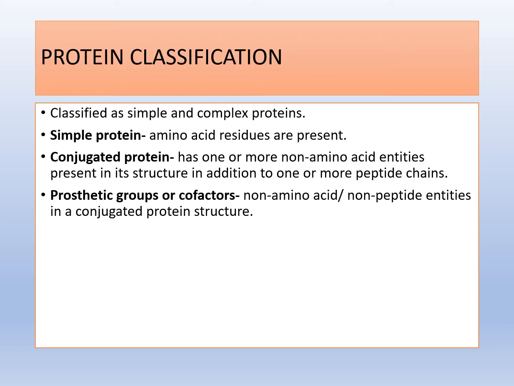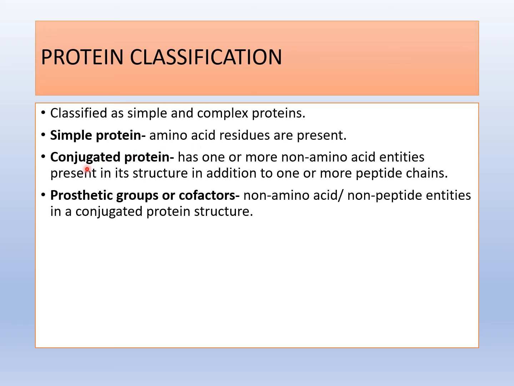Next, we have the protein classification. Proteins can be classified as simple or complex proteins. For simple proteins, they are just pure amino acids. Proteins that are composed only of amino acids. No other organic molecules are present in the structure of the protein.